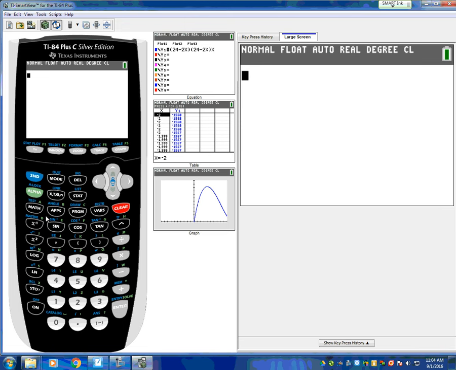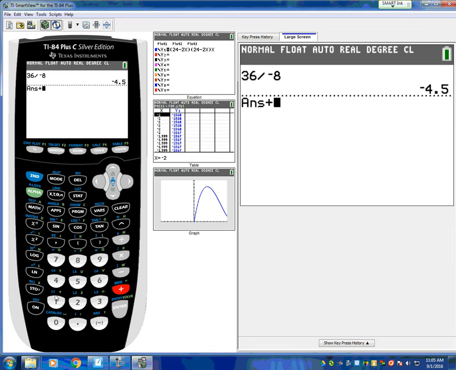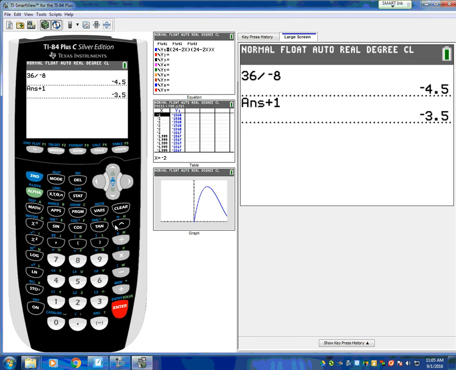Alright, so going over to my calculator, I have 36 is what I'm starting with, right? I'm going to divide by negative 8. Hit enter. Get negative 4.5. Okay, the next thing I was asked to do is add 1. So I divided by negative 8 first. Now I'm going to add 1 right here. Hit enter, and there's negative 3.5. Then the next step is to divide by 2. So I take that answer and divide by 2. What I get? Negative 1.75.